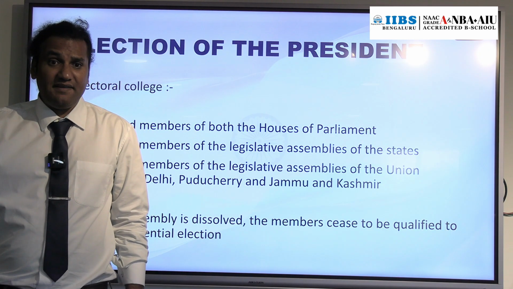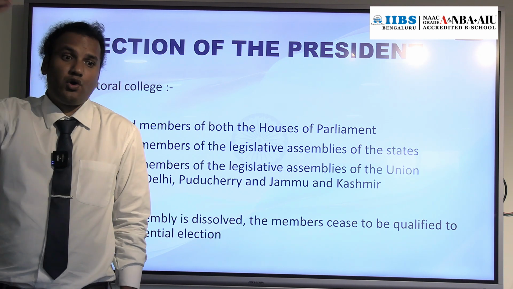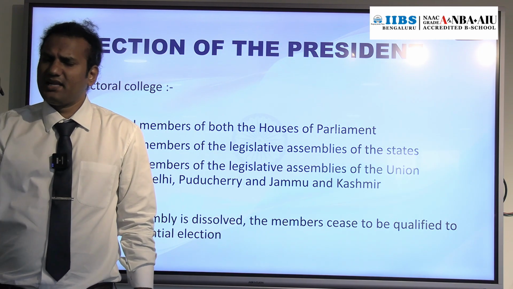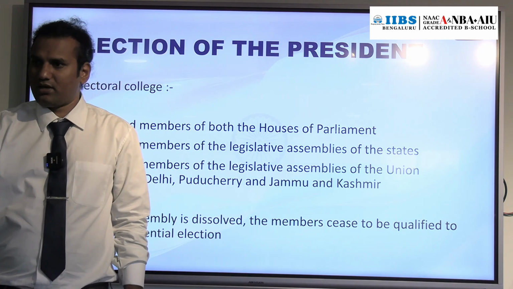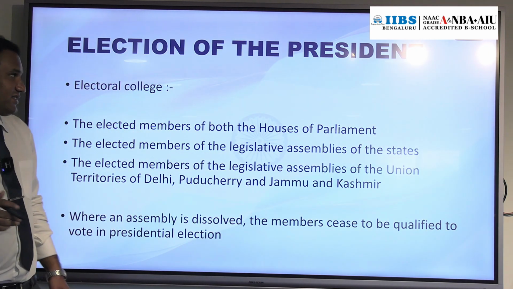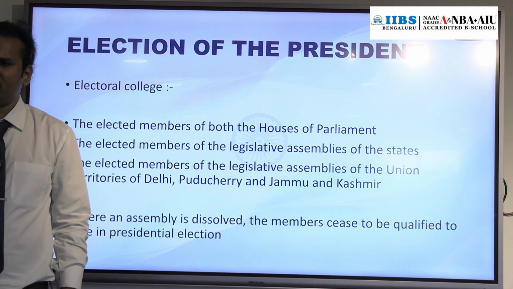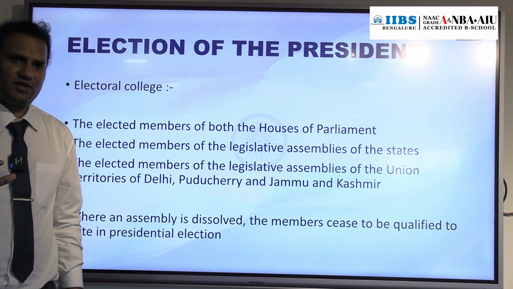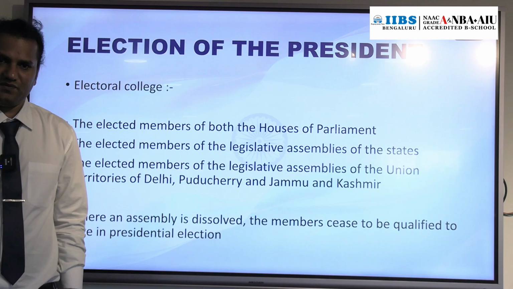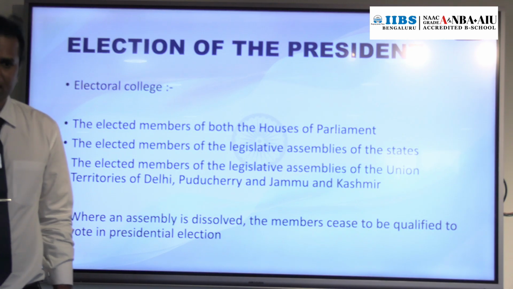Are each and every MLA or MP eligible to vote for the President of India? No. Generally there is one college, not like our normal college, degree or PG college. That college is the electoral college. What is the name of that college? Electoral college. So, the electoral college consists of some electors. Then who are those electors?